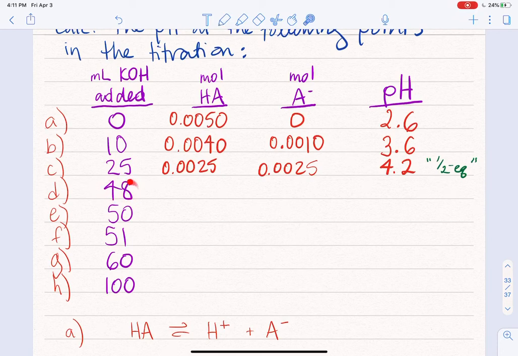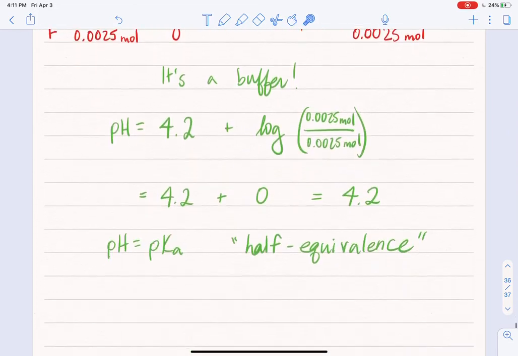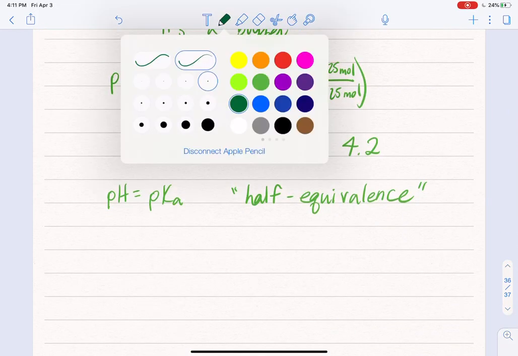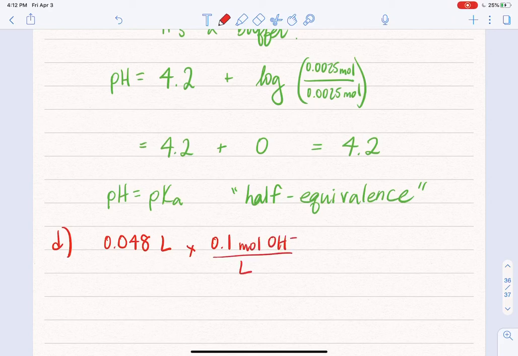Now, let's go to 48 milliliters of potassium hydroxide added and see what that calculation looks like. So I'm going to go down here, and this is part D. I have added 0.048 liters of the 0.1 molar KOH. That is going to be equal to 0.0048 moles of hydroxide that I've added.